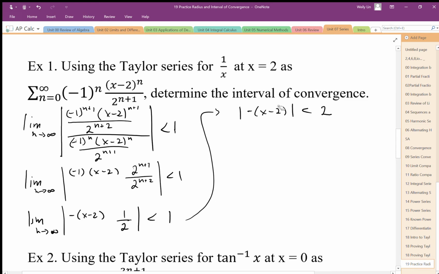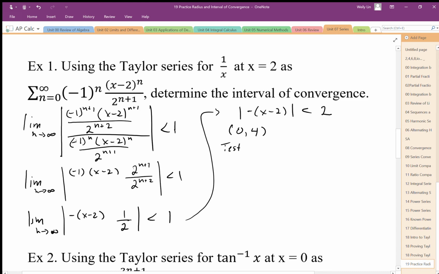So we can see that the center is going to be at 2. The radius is now going to be 2. So when I do my interval, it looks like this. It's going to be from 0 to 4. And this is a quick way to do it if you know where the center is and you can recognize the radius. So once I've done that, I still need to test my endpoints.